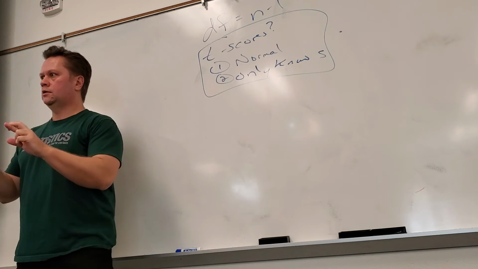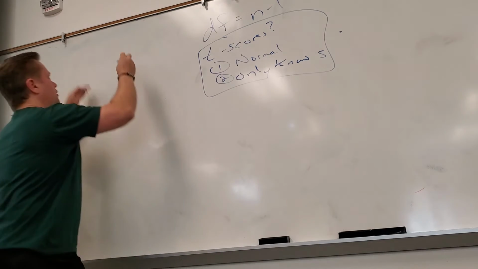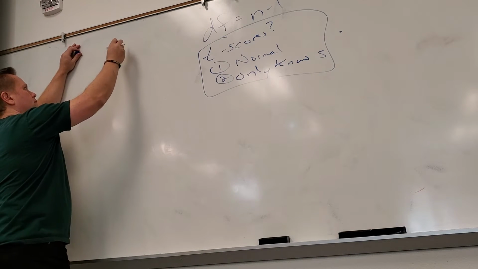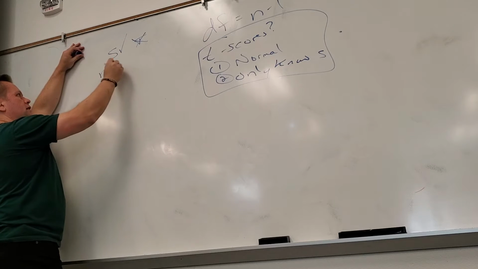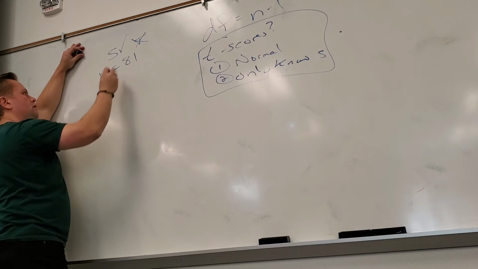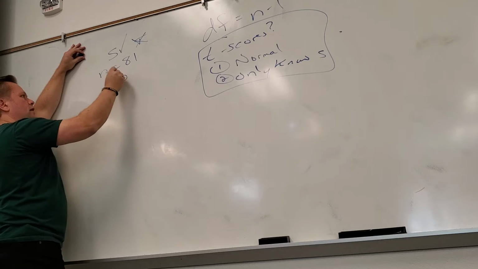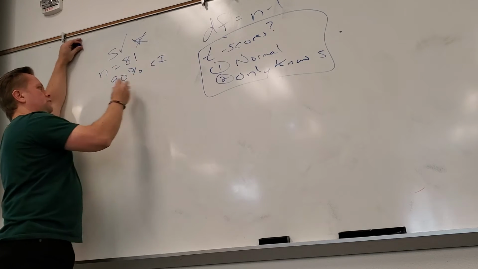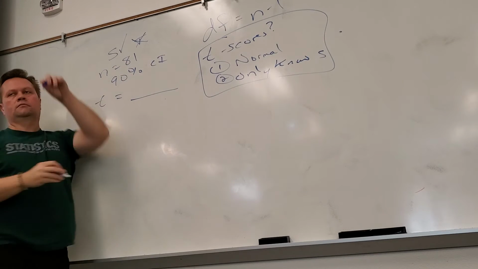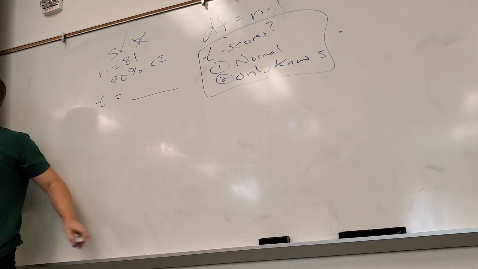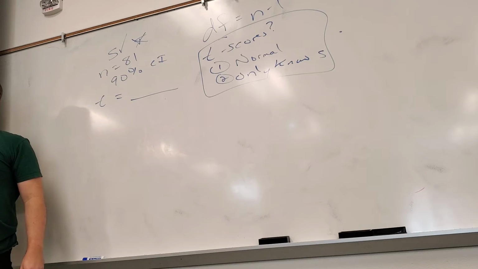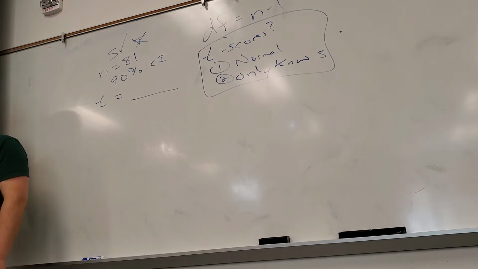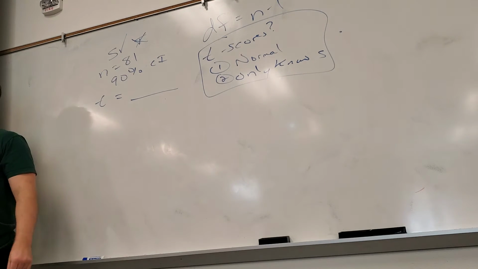Okay, I like it. So, if I had a situation where I only know S, don't know sigma, and my sample size is 81, and I want to make a 90% confidence interval, can you find a t-score for that? Don't say anything out loud once you find it, except maybe bingo or something, but just don't say that answer.